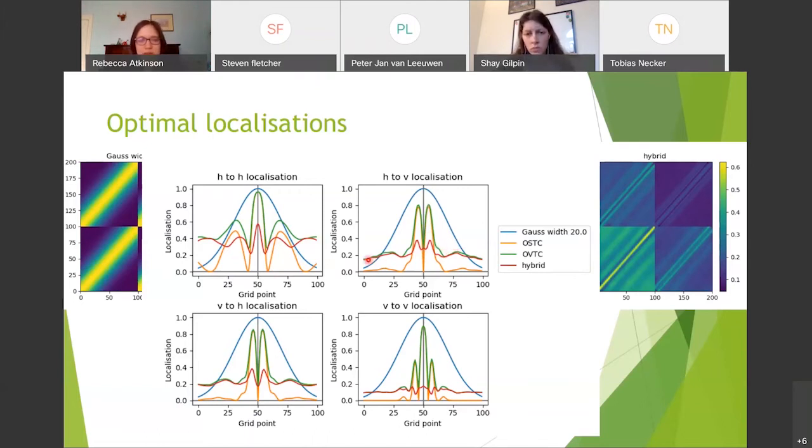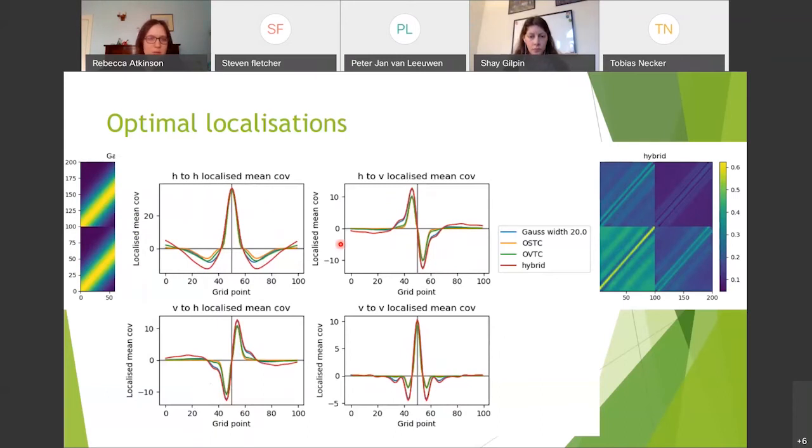It's difficult to compare the hybrid localization to the traditionally formed localizations because it's damping towards a mean and not towards 0. So I'll show a second plot, which is a localized mean covariance, and in this case, you can see that the hybrid localization is essentially allowing more information through at every point.